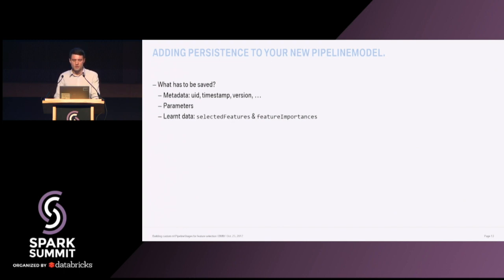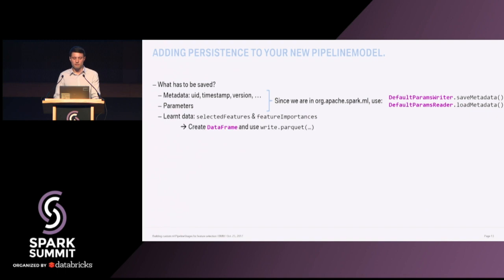So how do we do that? Since we are in the Spark ML namespace, we can use the methods save metadata and load metadata for this. So this already gives us the possibility to save the metadata and the parameters. And for saving the learned data, we just create a data frame with the columns for the data we want to save on disk. And then we use the usual write parquet method to save this data frame to disk.